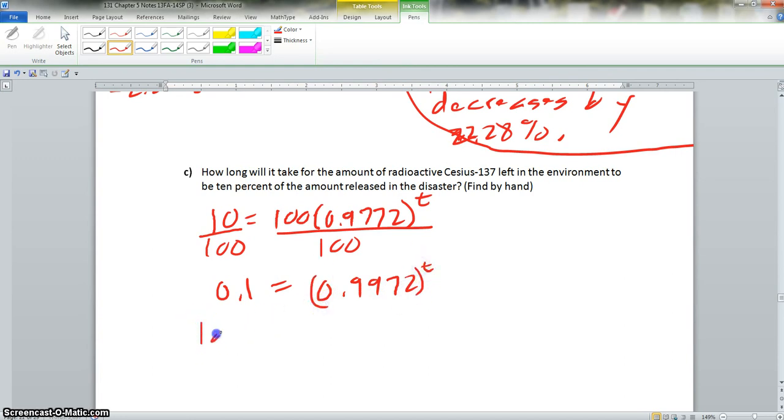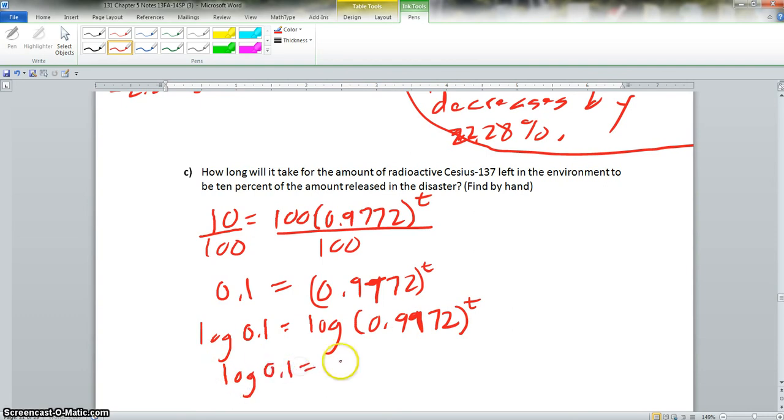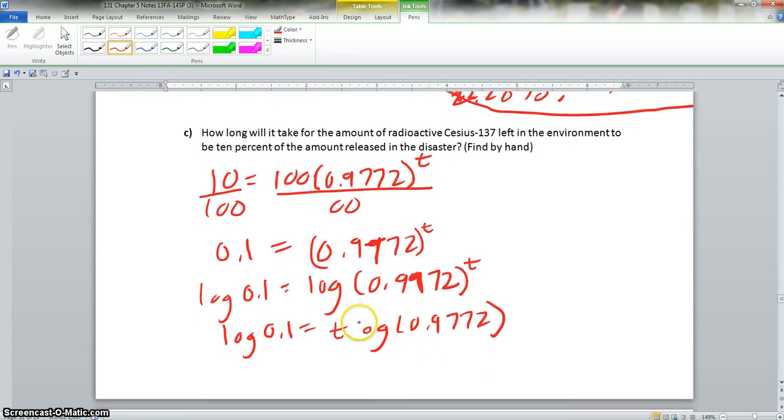Now we would take log of both sides. Oh, actually, this is supposed to be 7, not a 9. So it's supposed to be 0.9772. That was a mistake. Okay, so now to the t, so we will have log of 0.1 is equal to, we will bring the t out front, t of log 0.9772, and then we would divide each side by the log of 0.9772.